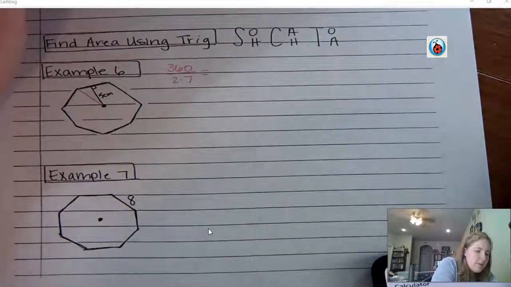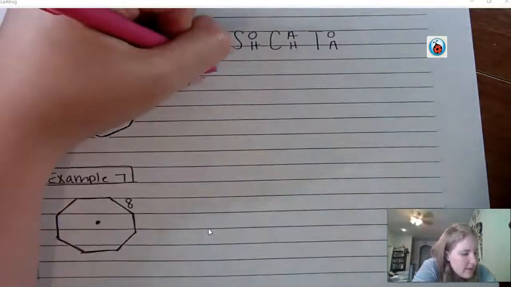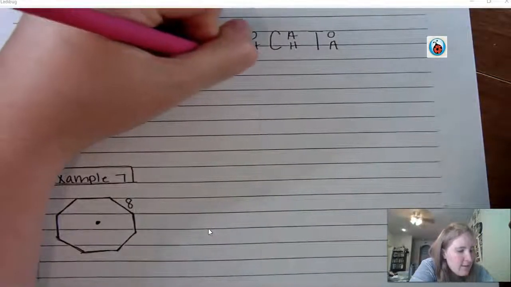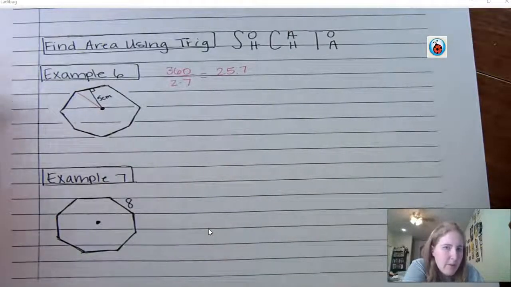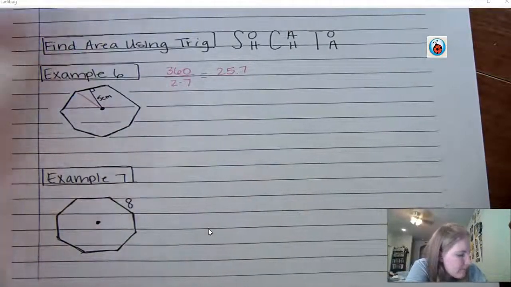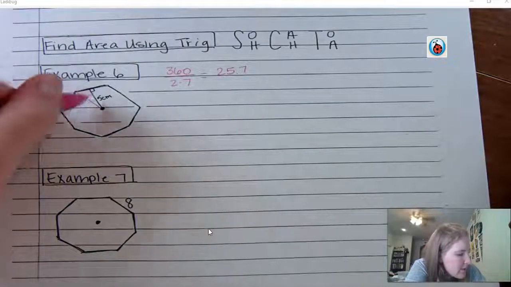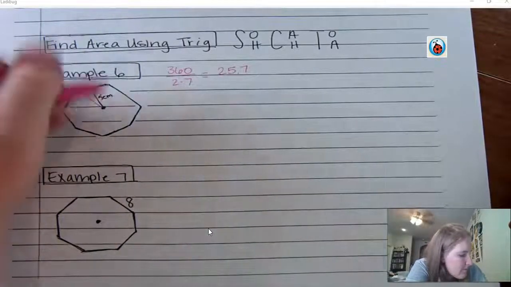And we get 25.7. We're just going to round everything to the nearest tenth in this process, if you need to round it to the nearest tenth. So 25.7 is what we're going to get for our central angle.